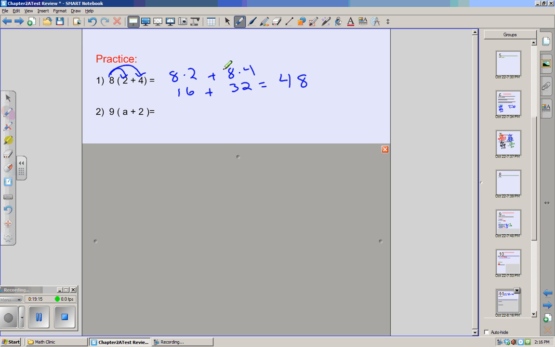The next one, this is where we start to incorporate variables. Again, I distribute to everything inside of the parentheses. 9 times a is 9a, plus 9 times 2 is 16. I cannot go any further since the 9 has an a attached, and the 16 does not. They are not like terms, so we cannot combine. 9a plus 16 is my answer.